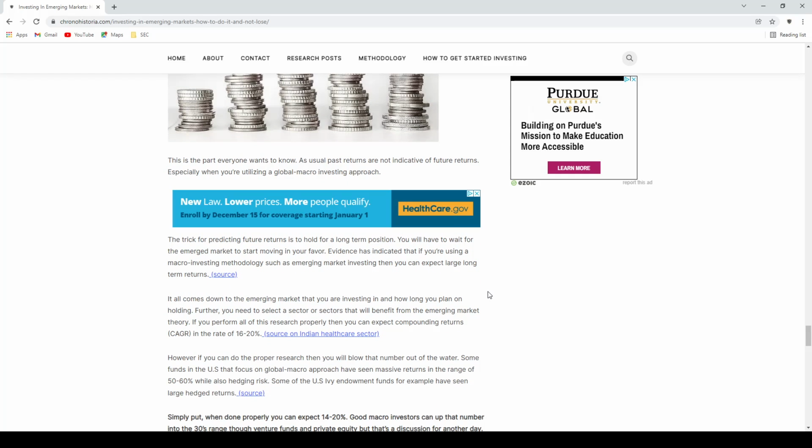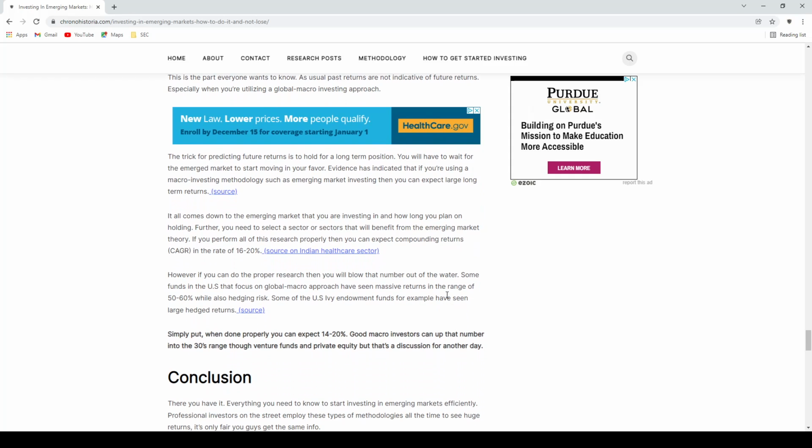But if you're holding for the long term, Dahlia's fund does this a lot. Elliott Management does it a lot. Other funds on the street will do it a lot. If you hold for the long term in these emerging market positions, generally you're going to make a lot of money. And I have all the sources up here on this site, so you can go through it. What you can expect, just from the Indian healthcare sector, to go back to that, is 16 to 20% annualized returns, CAGR. And that's just from one sector.